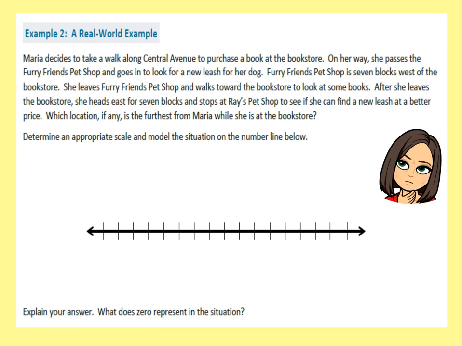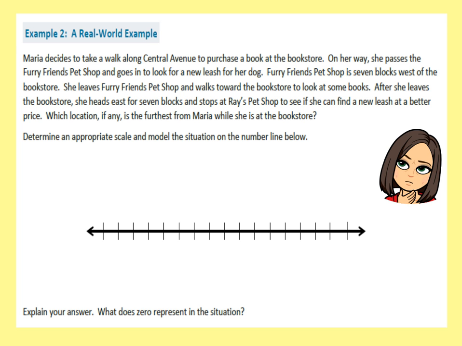Example 2, real world. Maria decides to take a walk along Central Avenue to purchase a book at the bookstore. On her way, she passes the Furry Friends pet shop and goes in to look for a new leash for her dog. Furry Friends pet shop is 7 blocks west of the bookstore.